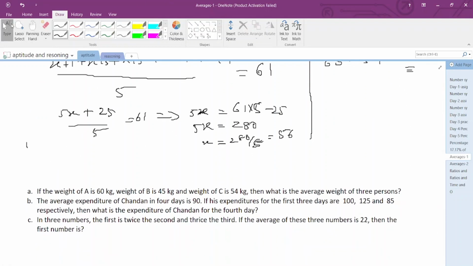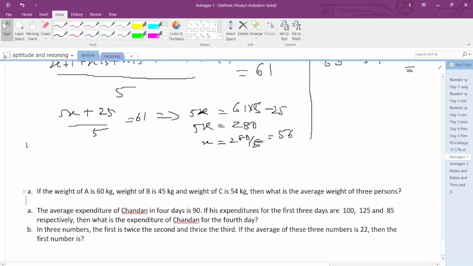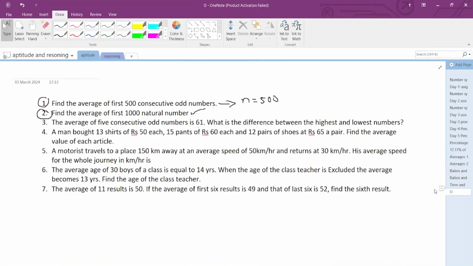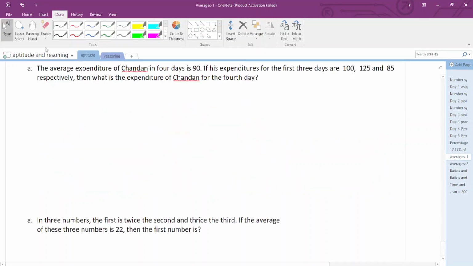Hope it's clear. Now we'll solve the next question. See, this we already solved, right? Now you can do the third question also, right? We just now solved the third question also. The average of first consecutive odd numbers is 61, and what is the difference between highest and lowest? Okay, let's solve the next question.